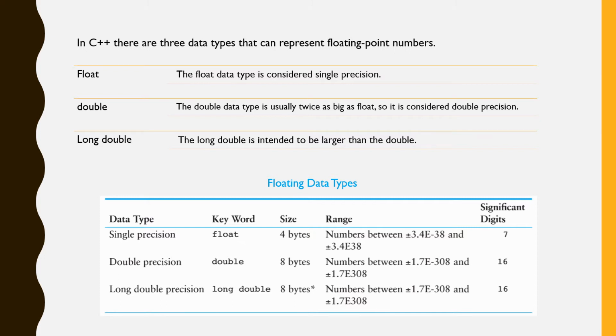Single precision data type has 4 byte size with 7 significant digits. Double precision data type has 8 byte size with 16 significant digits. The long double data type has 8 byte size with 16 significant digits. Some compilers use more than 8 bytes for long doubles. These allow greater ranges. You will notice there are no unsigned floating point data types. On all machines, variables of the float, double and long double data types can store both positive and negative numbers.